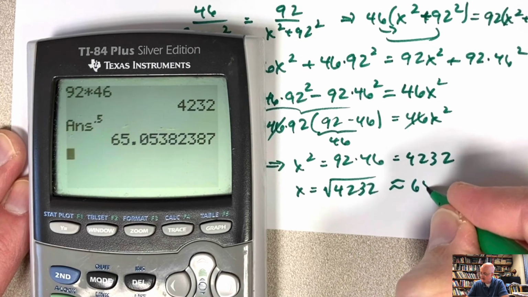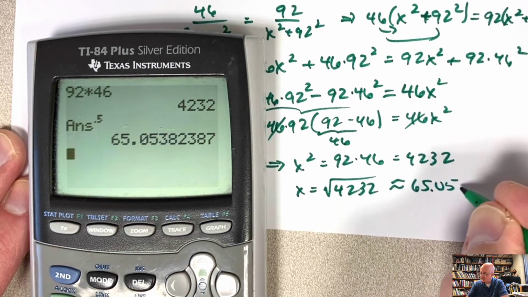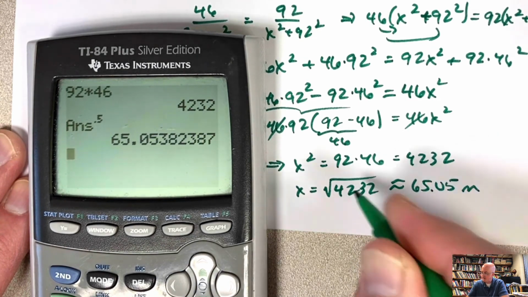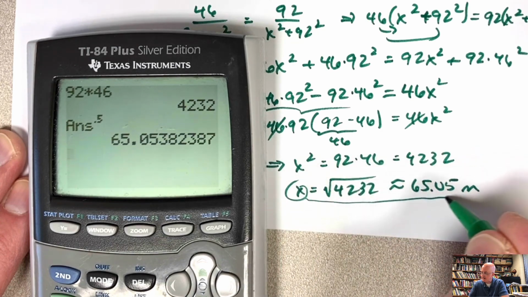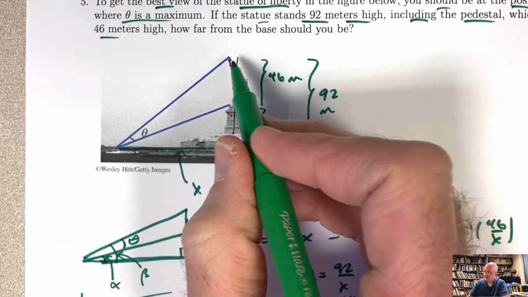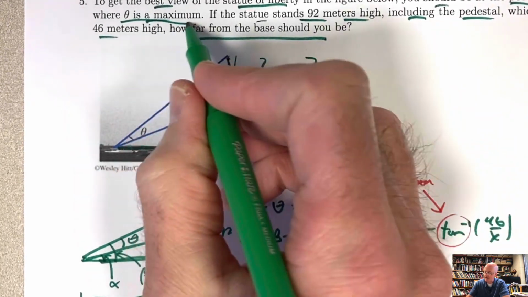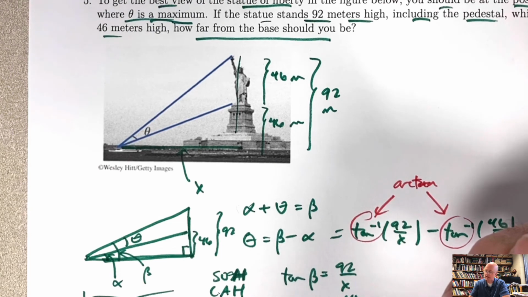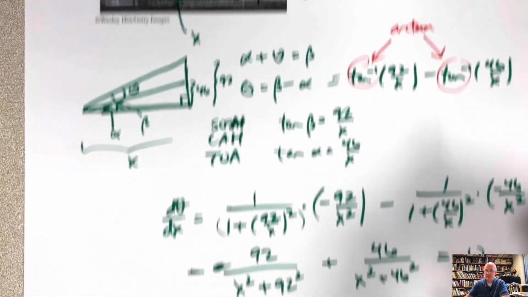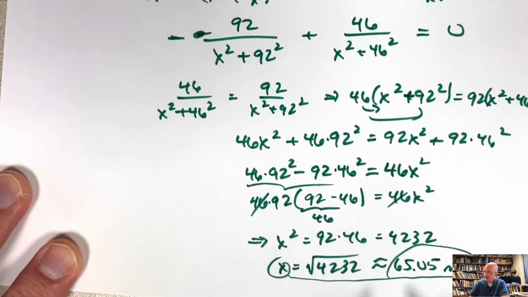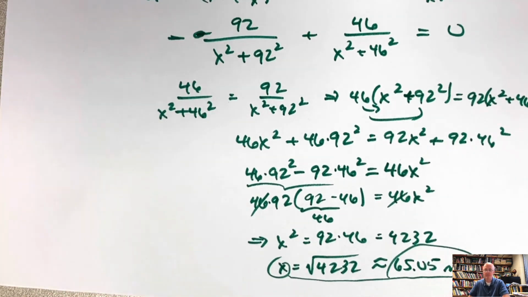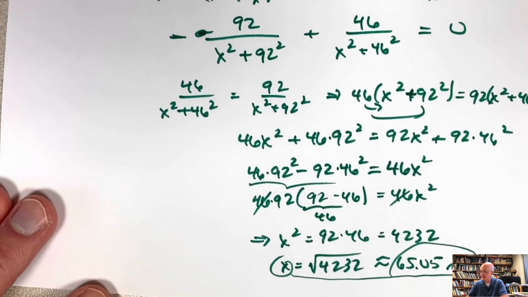About 65.05. Use the same units of distance here, would be meters, would be the answer to the question. That would be how far from the base you should be to maximize theta. That makes the view of your Statue of Liberty as nice as possible. There's the answer, about 65.05 meters, rounded to 65 meters if you like.